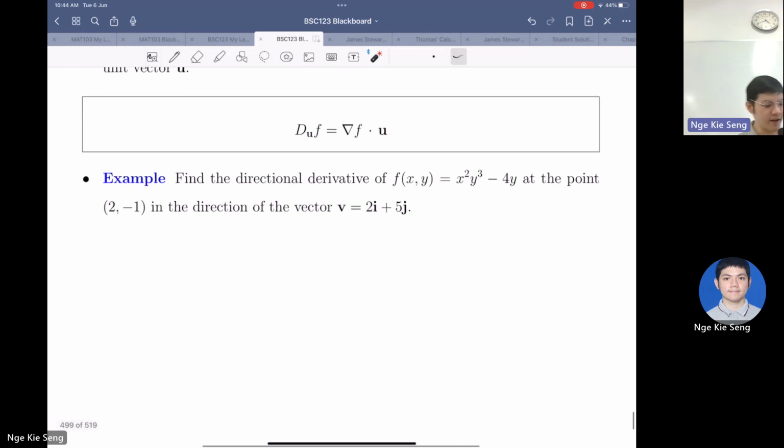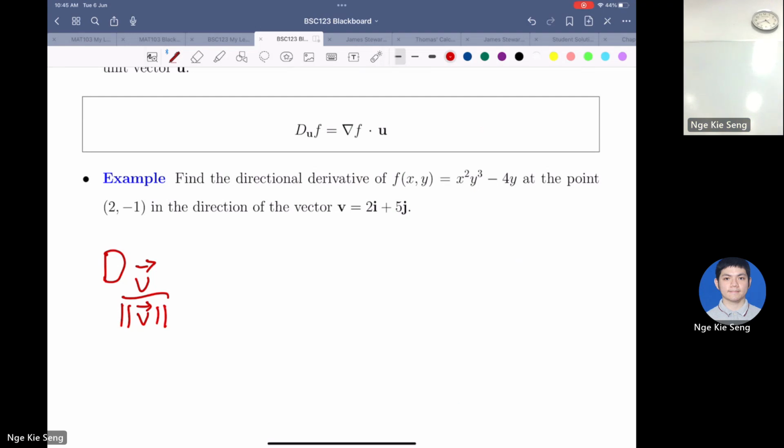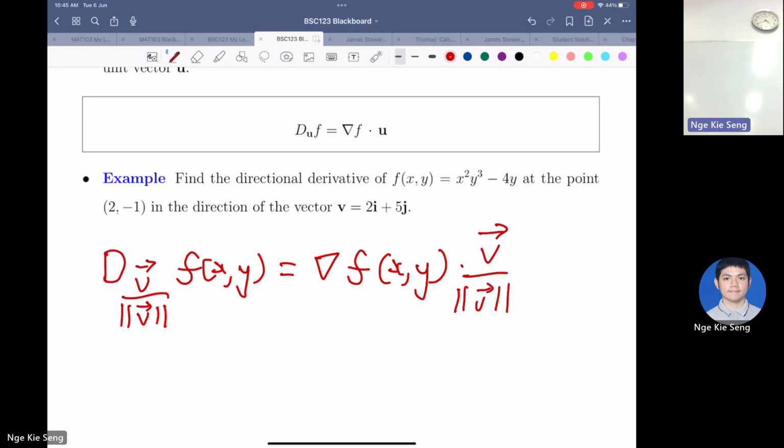Okay, let's do one example. Find the directional derivative of the following function, x squared y cubed minus 4y, at the point (2, -1) in the direction of the vector 2i plus 5j. Can we straight away take the dot product between this vector and the gradient or not? You have to find the unit vector, so you need to scale the vector to length 1. This means we need to find the directional derivative equals the gradient of f dot product with the scaled direction vector.